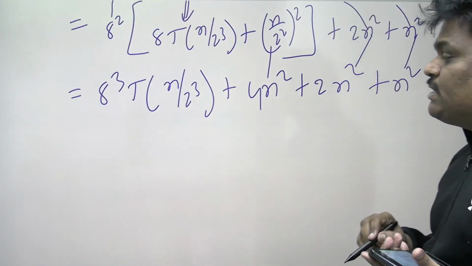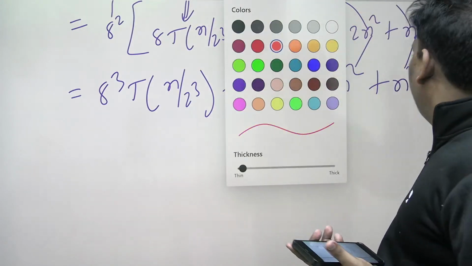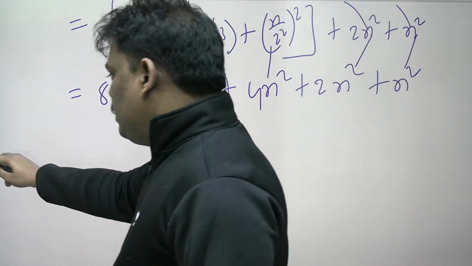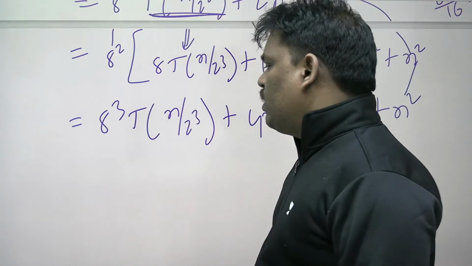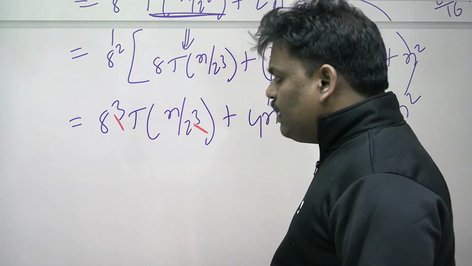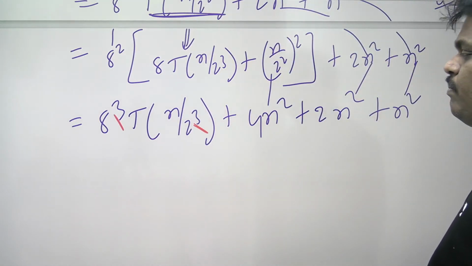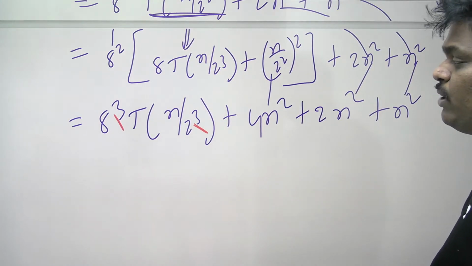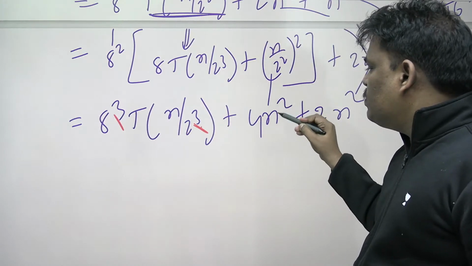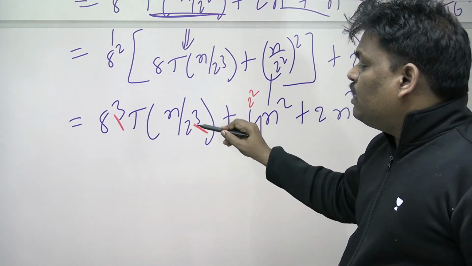3 times I have done, listen, 3 times I have done, this is the story. Now after 3 times, stop it. After 3 times, please see what is going on. If I do 3 times, I got 3 here, I got 3. Compulsory in terms of 3 will come. So 8 cube T(n/2 cube), see, both the places 3. I think 4 can be written as 2 square. Listen everyone now.